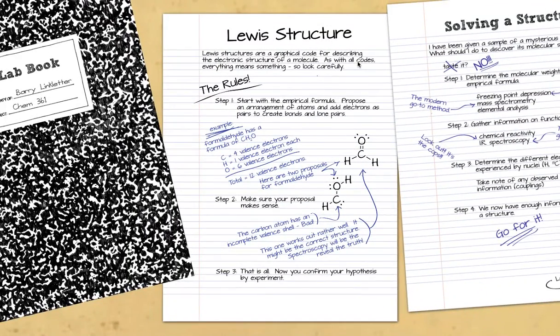So, review Lewis structure. Once you've established a set of reasonable Lewis structures for a particular empirical formula, you just have to examine spectroscopy measurements and see if you can eliminate some of those reasonable structures. What's left after you've eliminated structures that don't fit your data is probably the right answer.